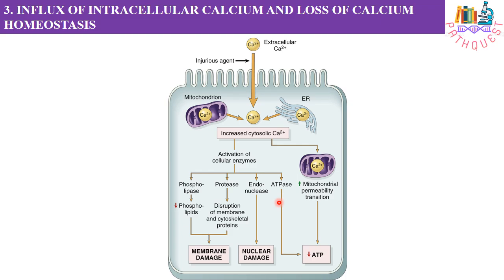ATPases are the enzymes which cause degradation of the ATP, resulting in decreased ATP synthesis. Increased cytosolic calcium also gets accumulated in the various cell organelles like mitochondria, resulting in increased mitochondrial permeability, and this will also result in decreased ATP generation.